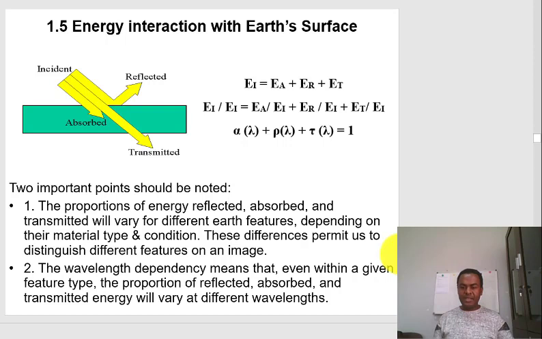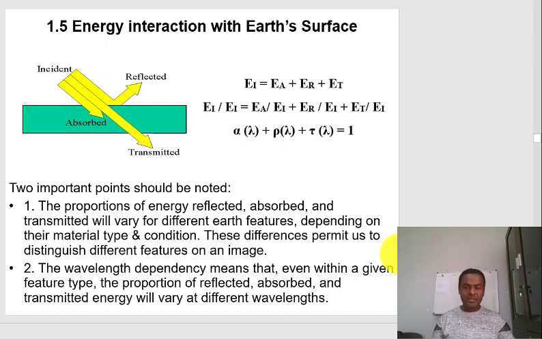If you see the reflectance of soil, it is different. If you see the reflectance of water, it is different. But let's fix the object. Now the object is forest. Even if the object is the same, the amount of reflected energy, absorbed energy, and transmitted energy will vary depending on the wavelength region. Okay, these are the two most important points. So try to remember these important points.